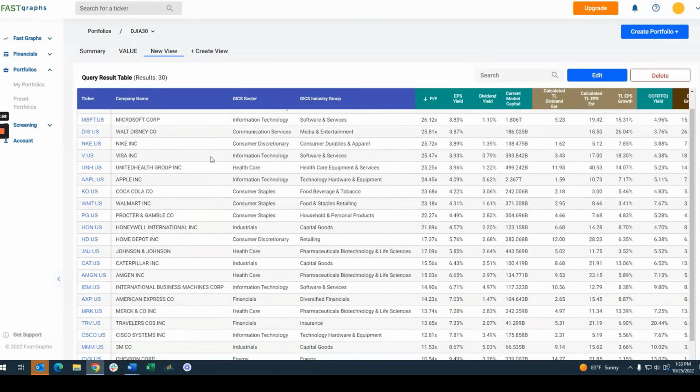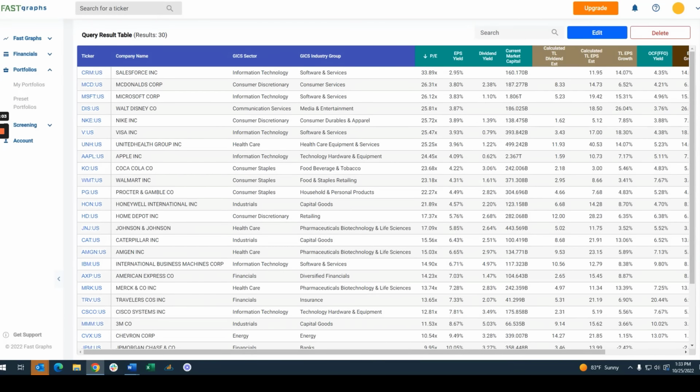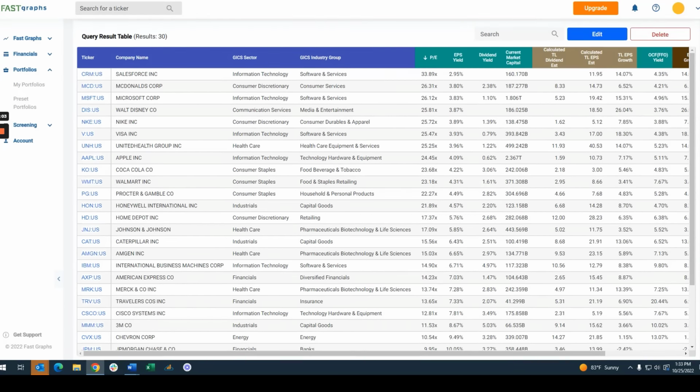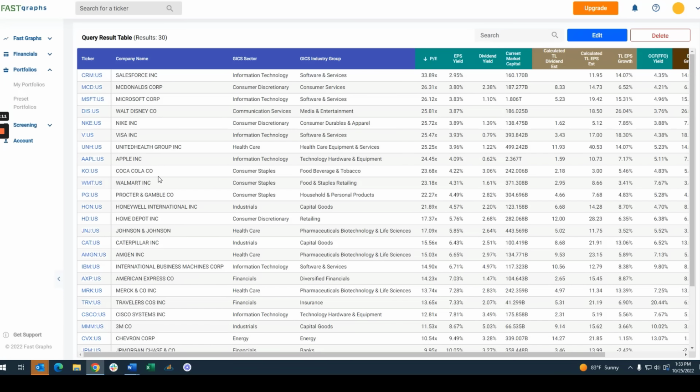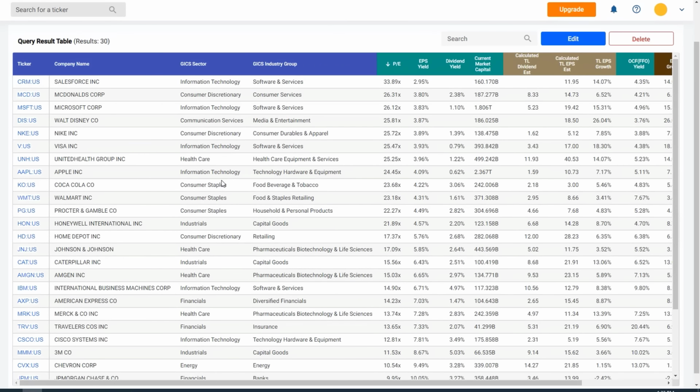As you can see here, what I have is the 30 Dow Jones Industrial Average stocks listed here. It's this group of 30 stocks, household names, most of them: McDonald's, Microsoft, Disney, Nike, Visa, UnitedHealth, Apple, Walmart, Procter & Gamble, and it goes on and on. So these stocks are a microcosm of the market. And you can see they come in all different sectors: information technology, communication services, consumer staples, healthcare, industrials, financials, energy companies, and so on.